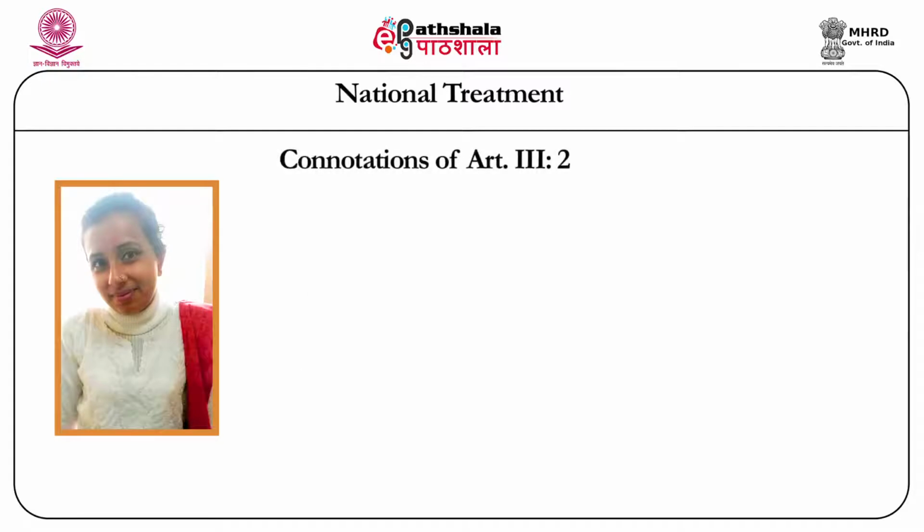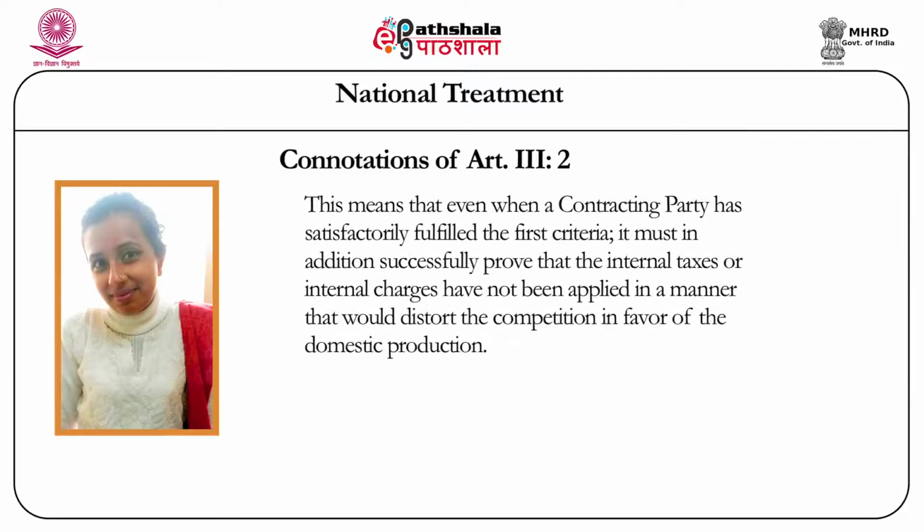What are the connotations of Article 3, Clause 2? Article 3, Clause 2 means that even when a contracting party has satisfactorily fulfilled the first criteria, it must in addition successfully prove that the internal taxes or internal charges have not been applied in a manner that would distort the competition in favor of the domestic production.